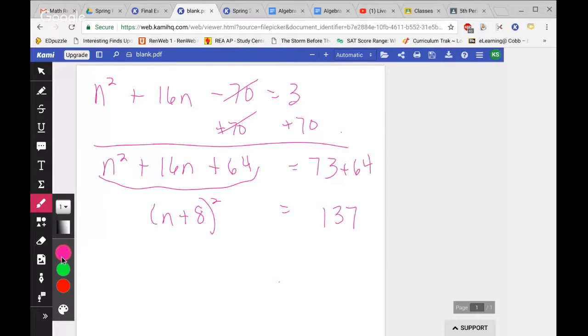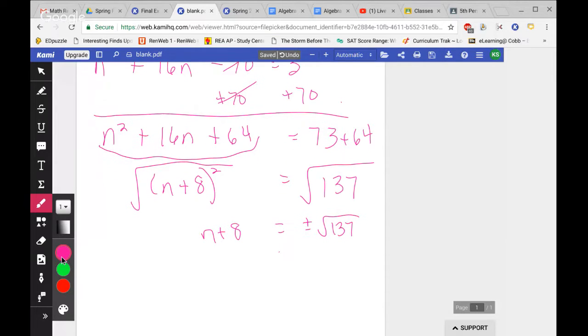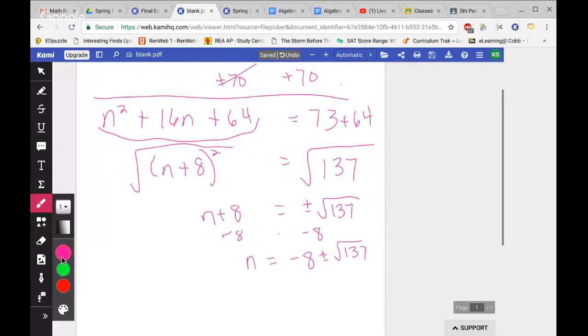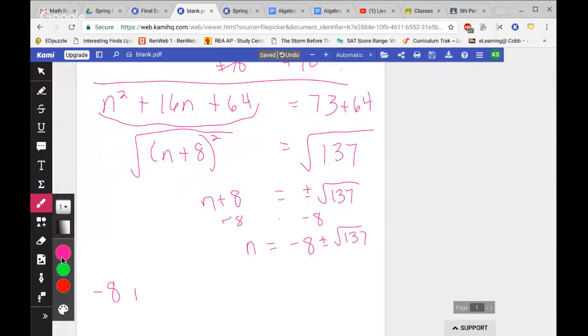So what you're going to do from here is take the square root of both sides. One of the reasons that you're completing the square is so that you can more easily take the square root. Now you'll be left with, on the left side, n plus 8 equals, and this is where your very key element of plus or minus the square root of 137 comes in, because two negatives make a positive. So now, in order to isolate n, getting it all by itself, you're going to subtract 8 from both sides. So you got n equals negative 8 plus or minus the square root of 137, which if you're going to write both numbers out, one of them looks like negative 8 plus the square root of 137, and the other one looks like negative 8 minus the square root of 137.